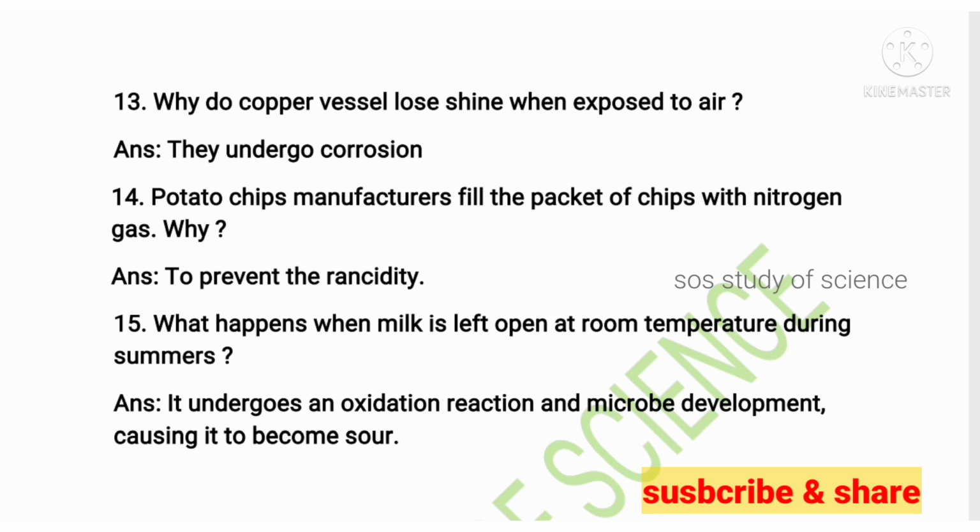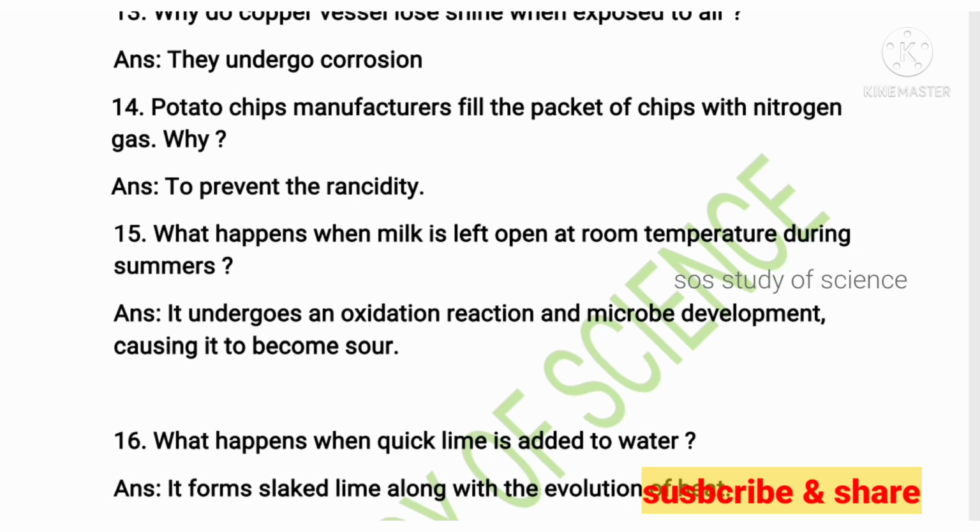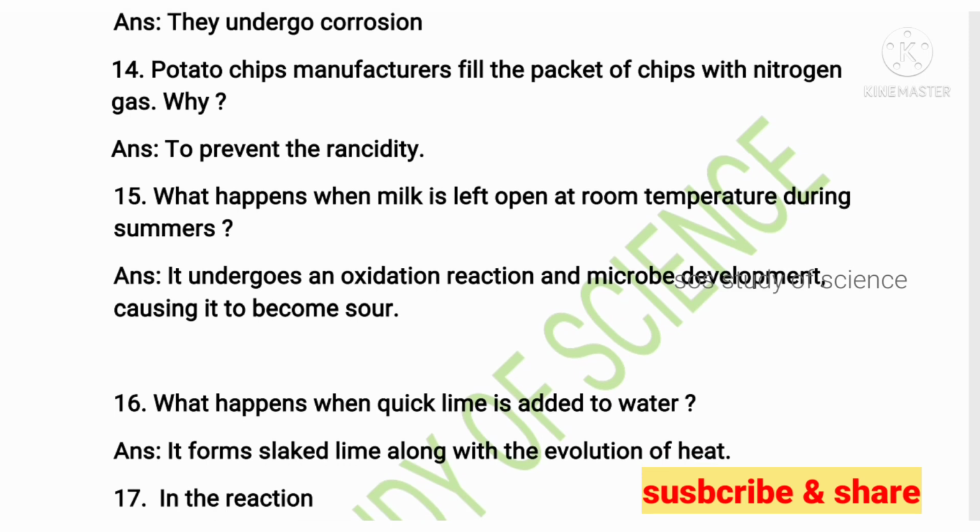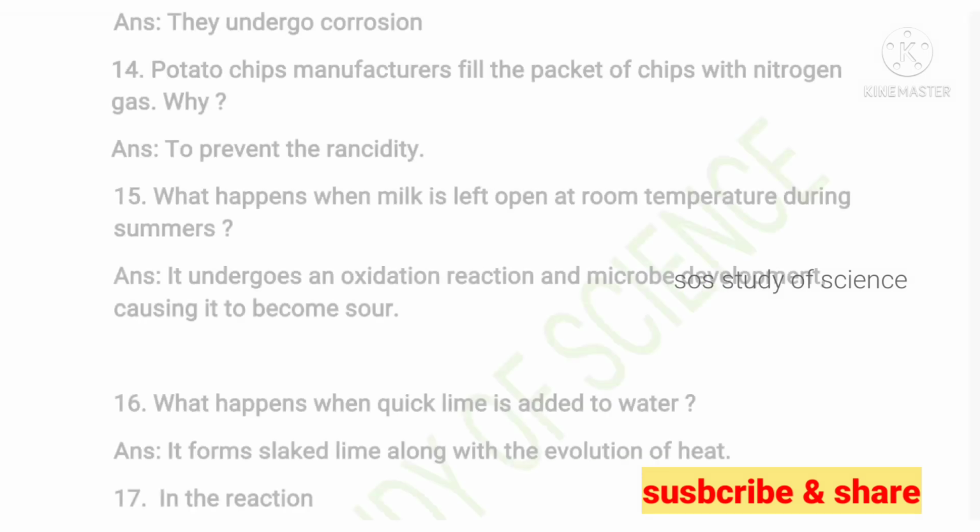Next, potato chips manufacturers fill the packets of chips with nitrogen gas. Why? Just now I told you, we flush nitrogen gas to avoid, to prevent rancidity. Yes, you can expect these questions, children. You have to go through all these questions. Definitely, you will get 5 marks.